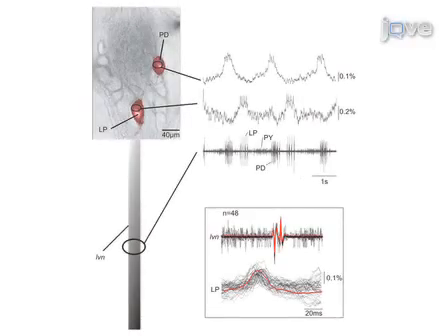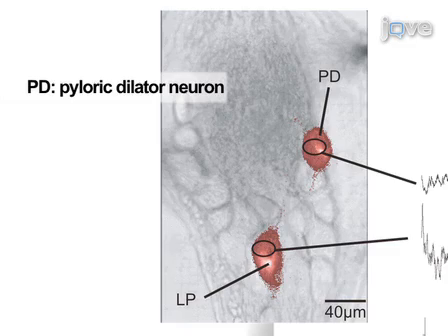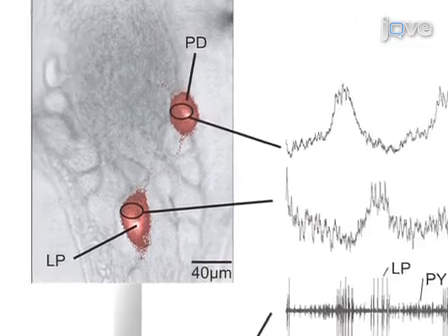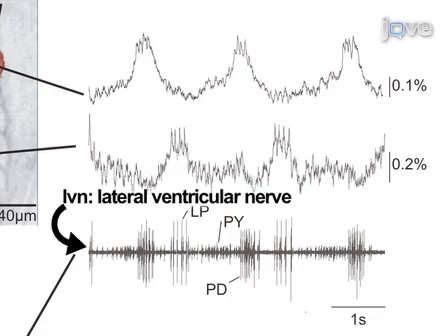The two dye-injected neurons in the upper left of this figure are identified as a PD neuron and an LP neuron on the basis of their intracellular recordings. The voltage traces to their right show the spontaneous optical responses from each neuron. The extracellular recording of the LVN is shown at the bottom of the figure.